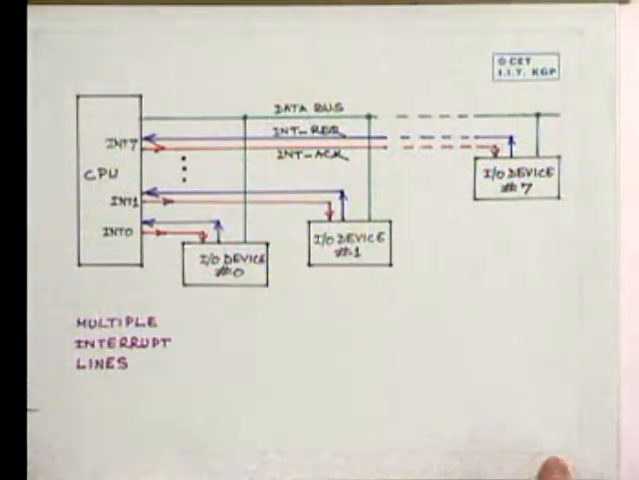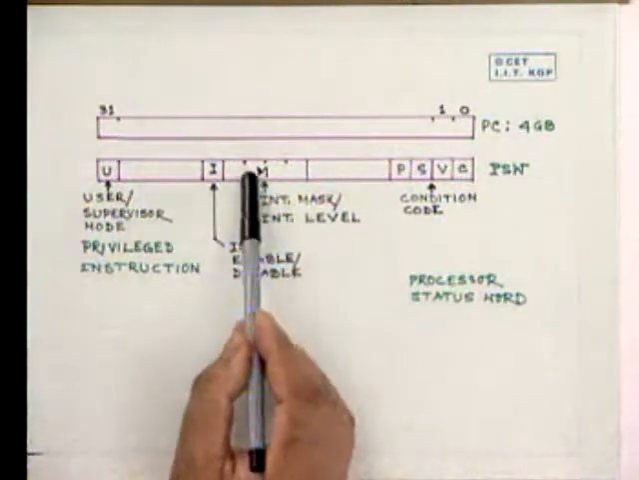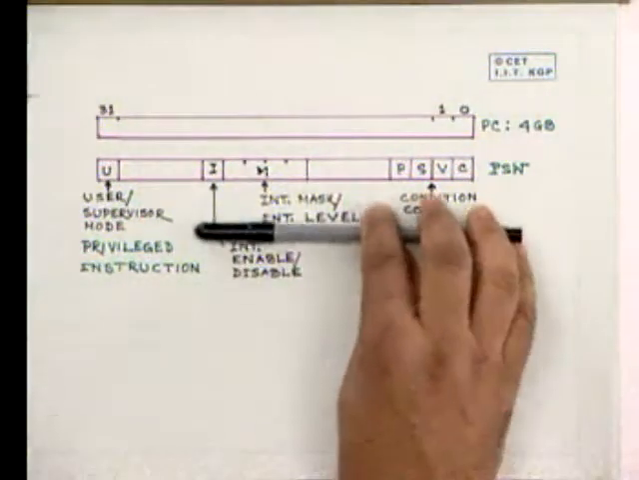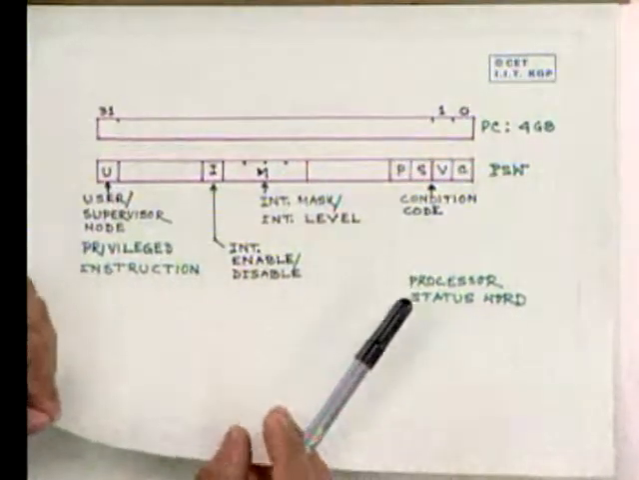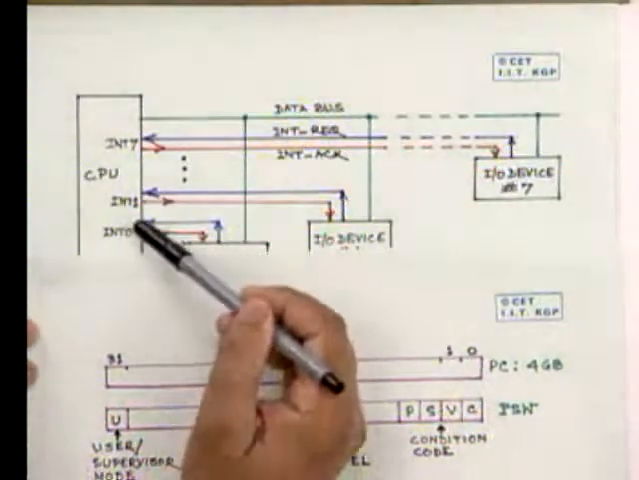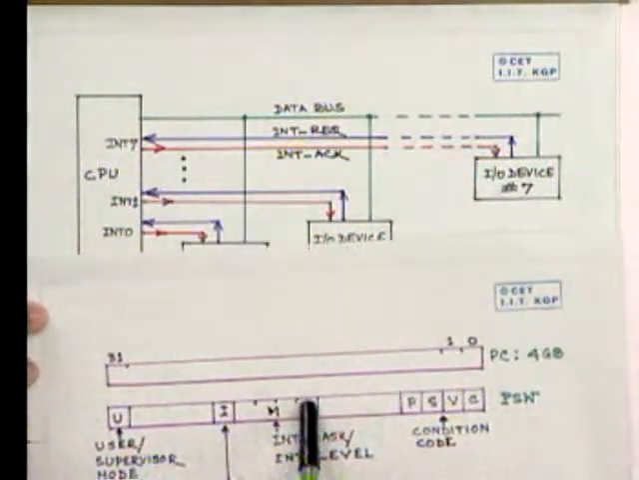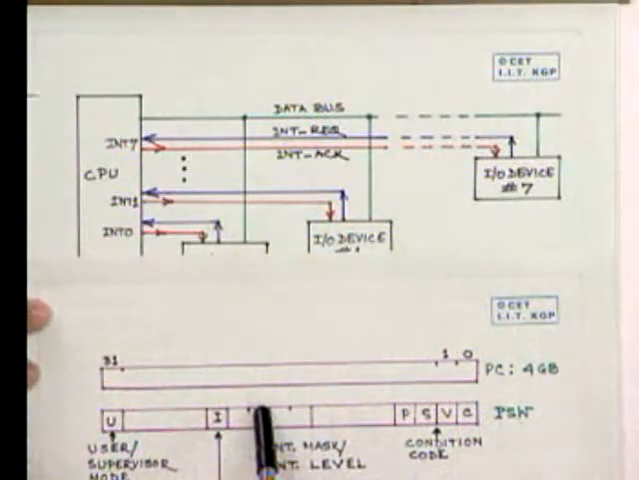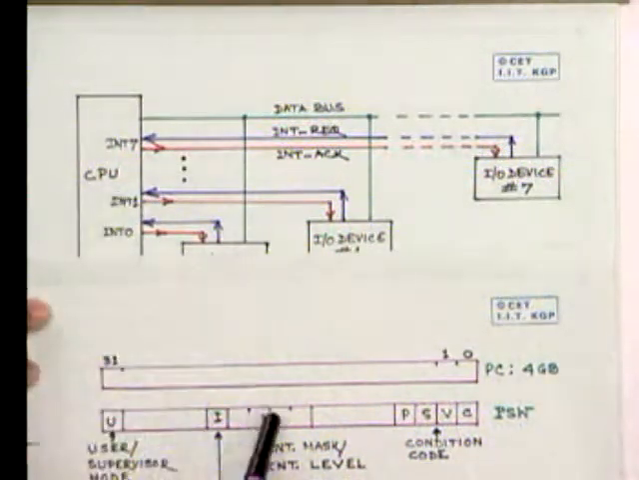Now let me clarify: in our processor status word, we have kept one interrupt level bits or the mask bit. Let us talk about that mask. We can keep mask bits here, which will tell the status of the different interrupt inputs. For example, if the ith mask bit is 1, then that particular interrupt is enabled. If it is 0, then it's disabled, which means that this particular interrupt line is disabled.